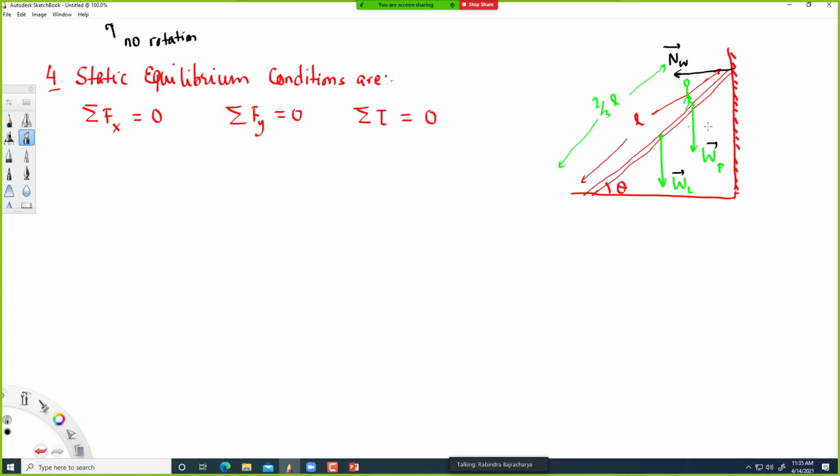What forces are acting on the ladder? Normal force of the ground. Yes, so there is a normal force. If there were no ground, then it would just move down. But because the ground provides this normal force, it doesn't collapse. So there's N, let's say, floor, N floor.